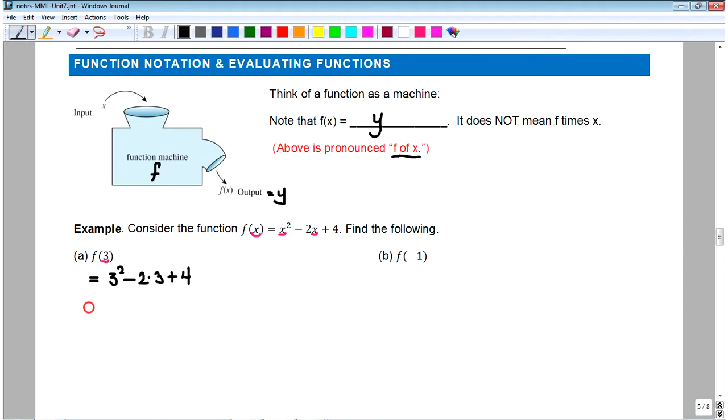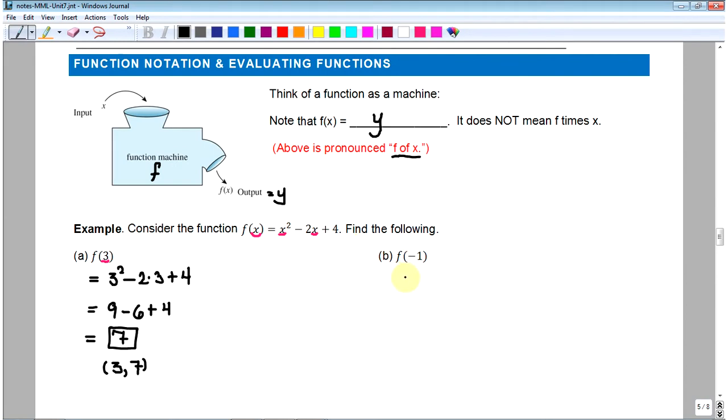And now we just have an order of operations problem. So 3 squared is 9. I have minus 6 plus 4. So 9 minus 6 is 3, plus 4 is 7. Okay, so we found then that f of 3 is equal to 7. The benefit of that notation is that I know to get this y value of 7, my x value was 3. So I could even write my coordinate from this information. I know the point 3, 7 would lie on the graph of f of x.